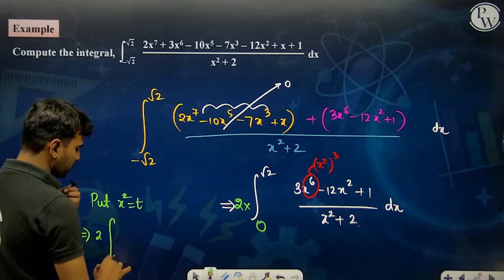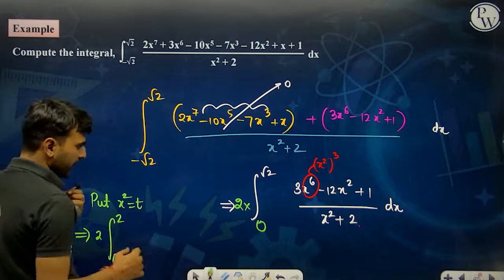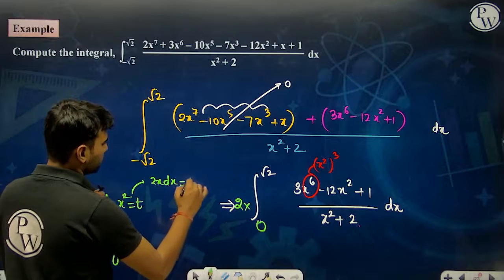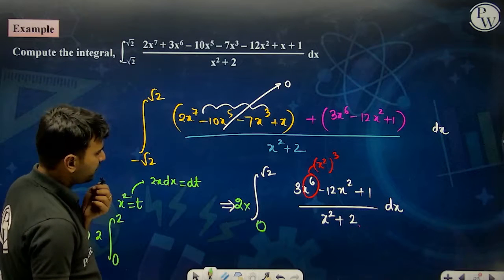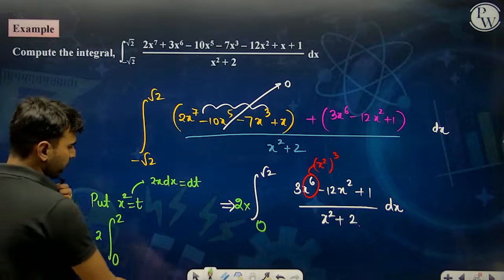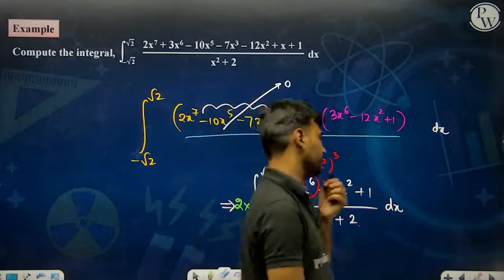When x is equal to 0, t is going to be 0. When x equals root 2, then t is going to be 2. And 2x dx is going to be equal to dt. So x dx can be written as dt, but over there no x is present, so it is going to create a bit of trouble for us. But I think you will be able to integrate this quite comfortably. So just try doing the integration of this.